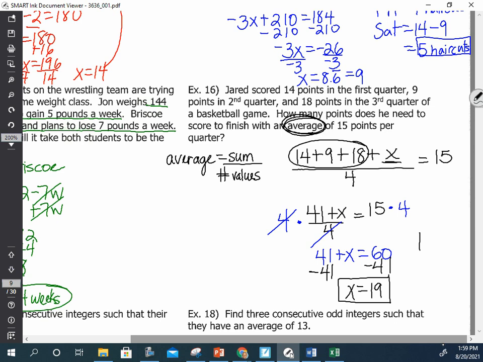So that means you need 19 points in the fourth quarter if you want that to happen. So we were setting up equations there. In addition, we were working with an average to solve out our problem.